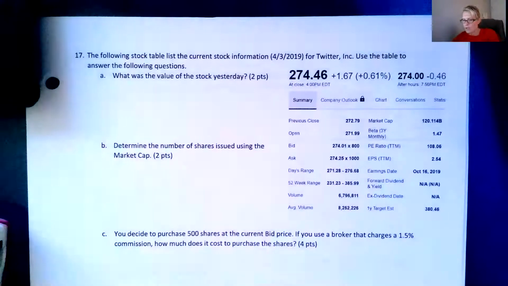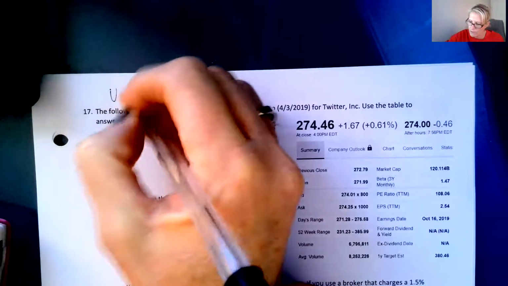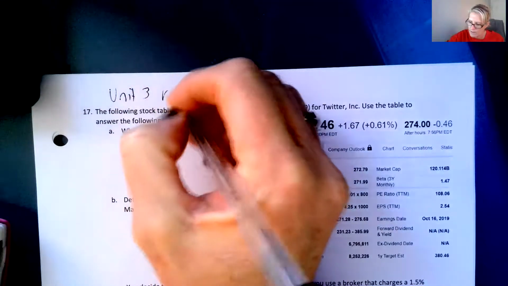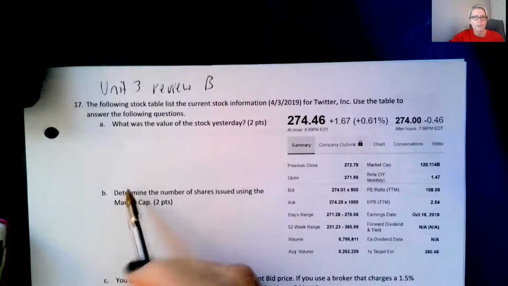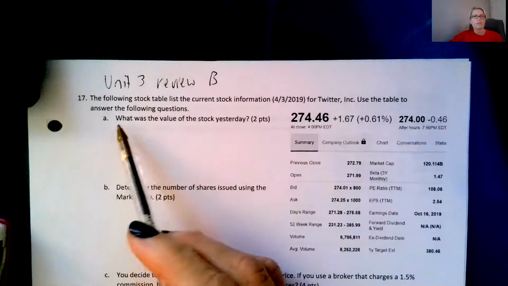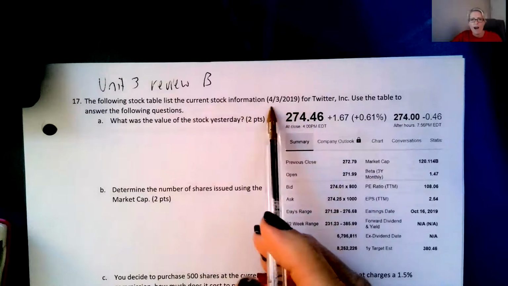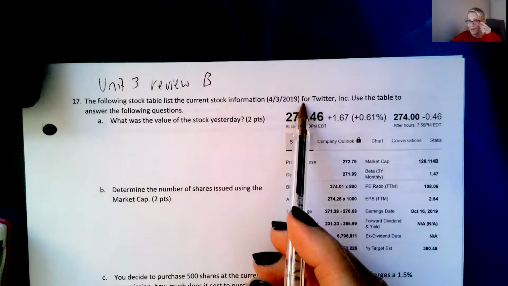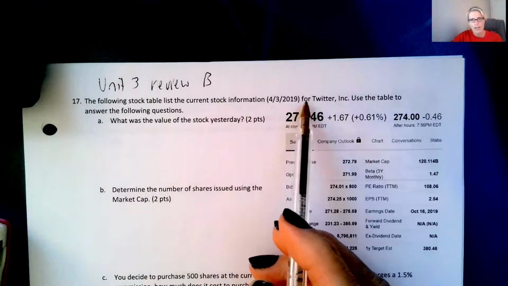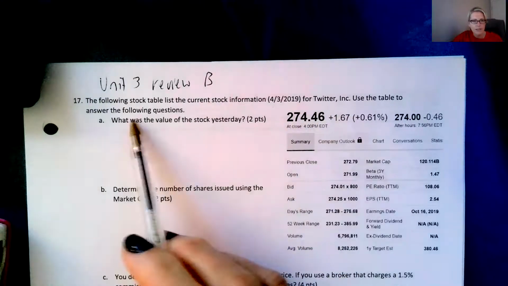Okay, we're going to complete number 17 from Unit 3 Review B, because there isn't one from Review A over the stock market. So it says the following stock table lists the current stock information on April 3rd, 2019. So wow, right after we all came home for COVID, for Twitter. Use the table to answer the following questions.